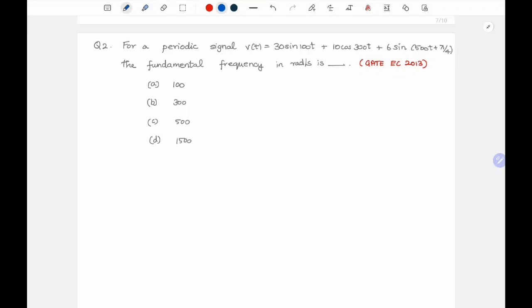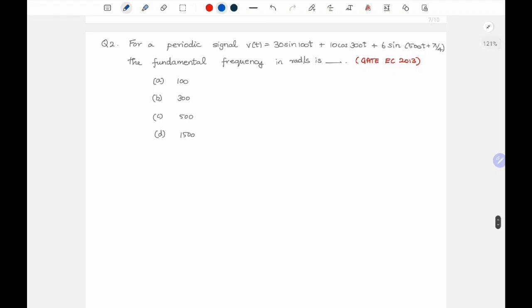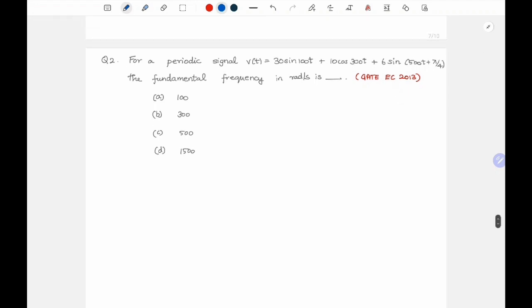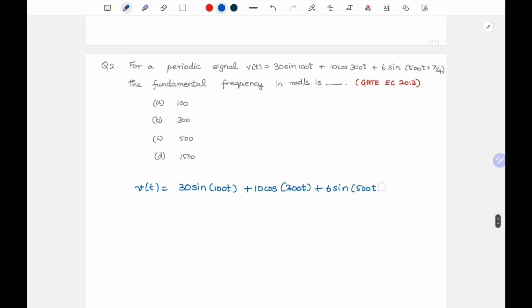For a periodic signal, v of t is equal to 30 sine 100t plus 10 cos 300t plus 6 sine of 500t plus pi by 4. The fundamental frequency in radian per second is. So till now we only found it for a single sinusoid, right? But here what do we have? V of t is 30 sine 100t plus 10 cos 300t plus 6 sine of 500t plus pi by 4.